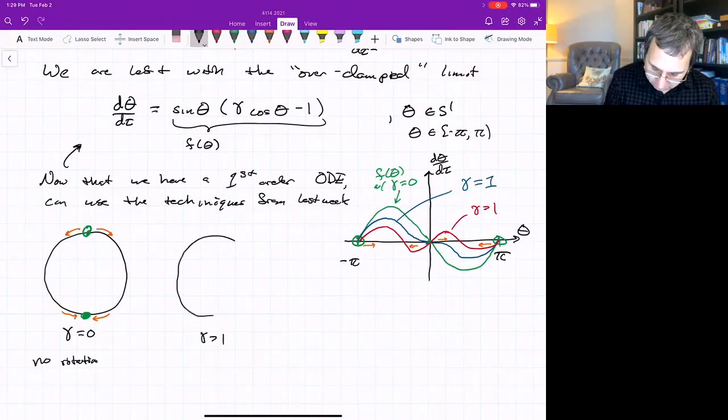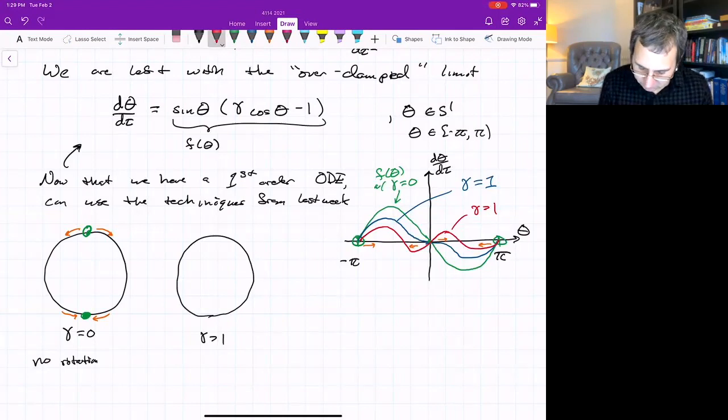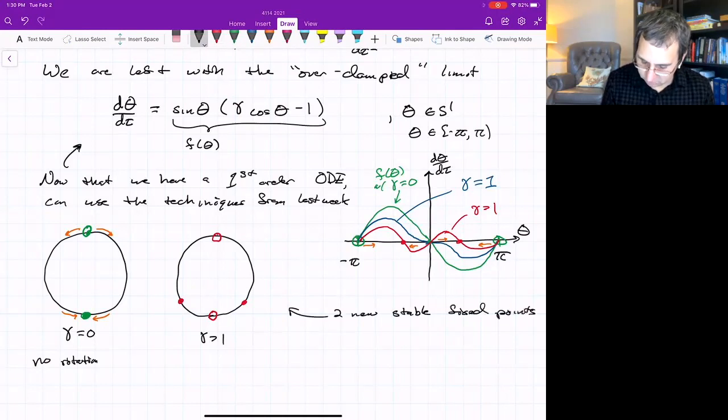Here's my absolutely perfect circle. The origin actually becomes unstable. The top point is still unstable. And there are these two stable points on either side of the bottom. If you work out where those are, we get two new stable fixed points. And notice the bottom point went from stable to being unstable.